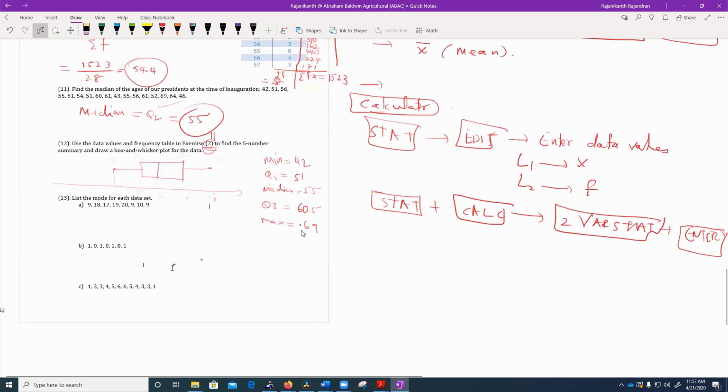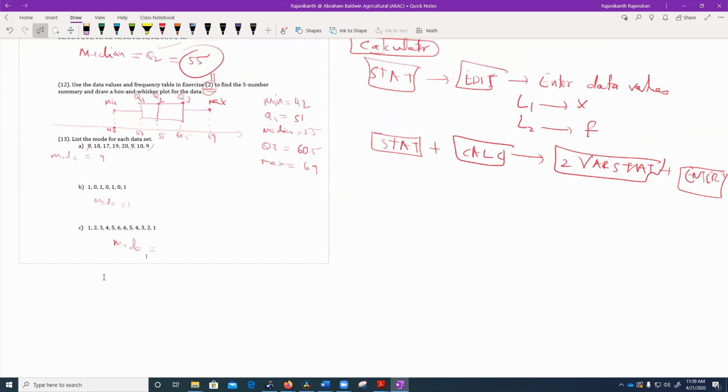Okay then, so we are at the last problem. Oh, finding the mode. Which number repeats most? Yes, 9, right? Is that correct? Yes. Yes. What about here?